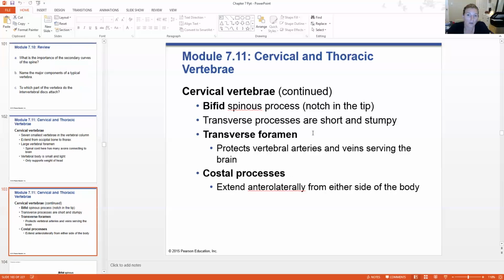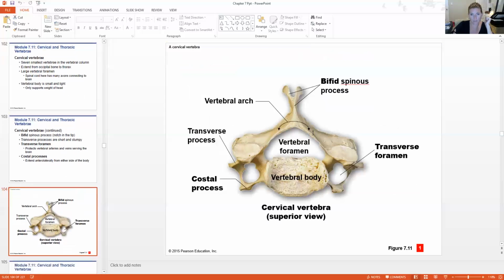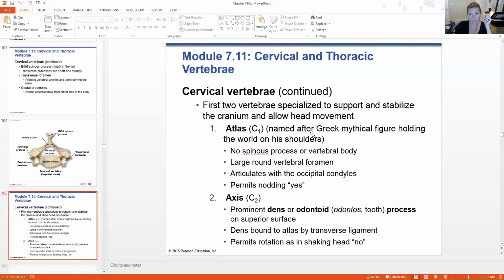The cervical vertebrae have a spinous process called a bifid. They have a transverse process that's very short and stumpy. The transverse foramen will allow the arteries and veins to come out and into the brain, and the costal processes go to either side of the body. There you can see what they are.